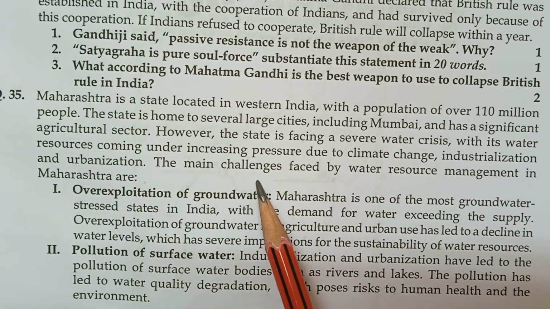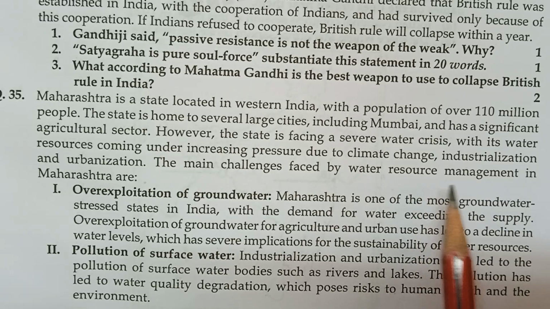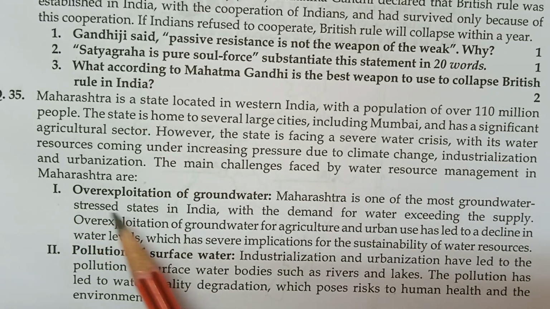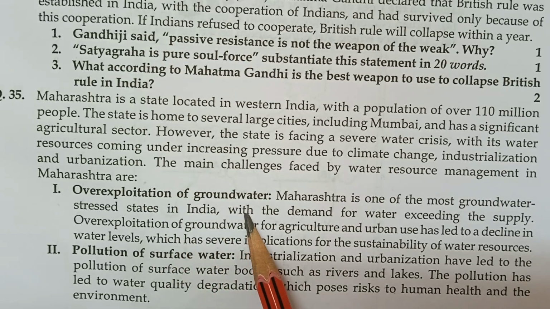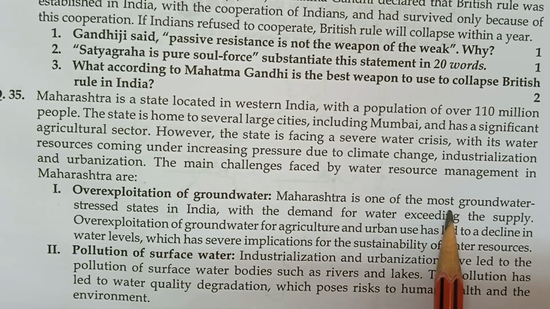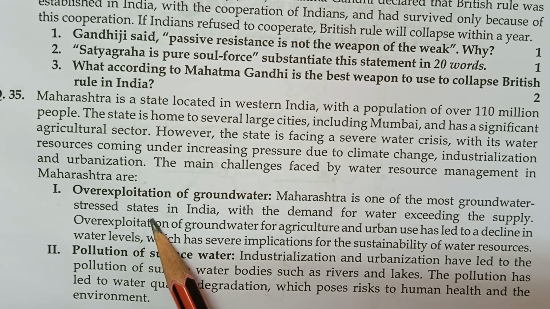The main challenges faced by water resources management in Maharashtra are, one, over exploitation of groundwater. Maharashtra is one of the most groundwater stressed states in India, with the demand for water exceeding the supply. Over exploitation of groundwater for agriculture and urban use has led to a decline in water levels, which has implications for the sustainability of water resources.